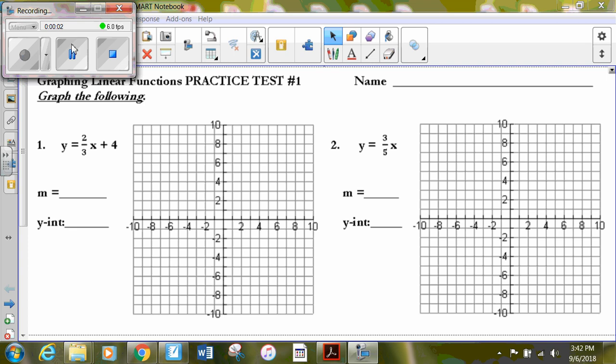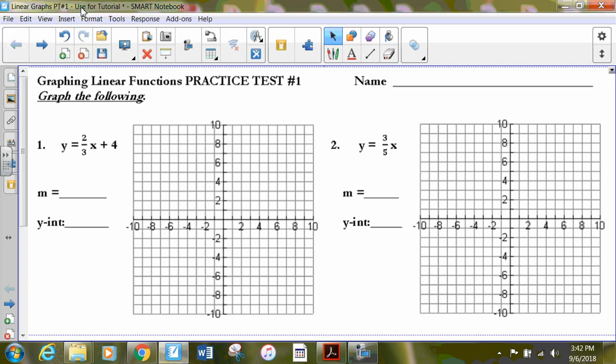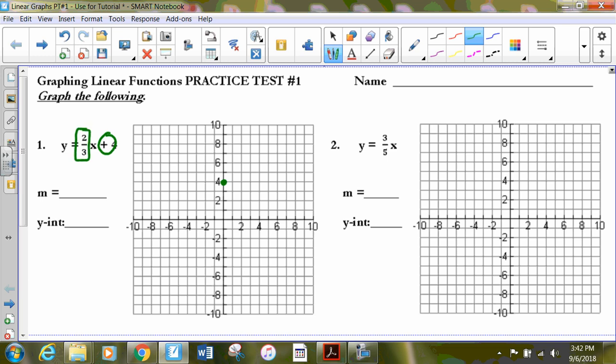Okay, here we go. Linear graphs, practice test number 1. So we see an equation and we're going to graph it. We're going to start first with our y-intercept. Then we're going to use the slope. So let's see, the y-intercept was 4, the slope is 2/3. We're going to use the slope to help us get to the next point, up 2 over 1, 2, 3. We'll connect these 2 points, and we're done.